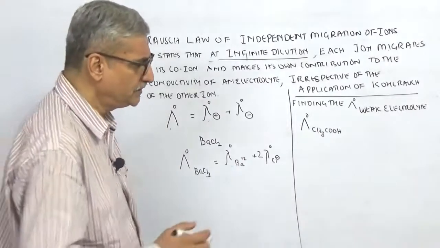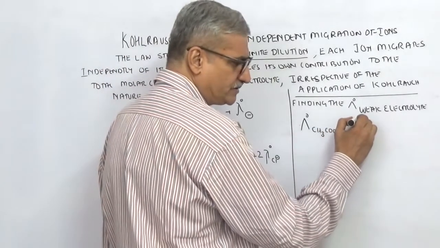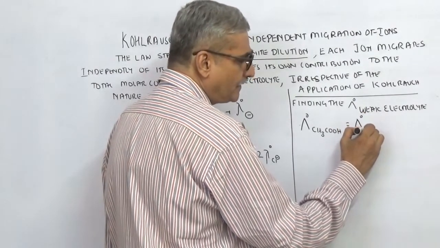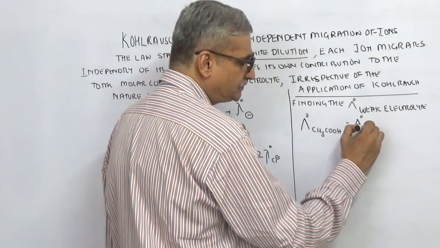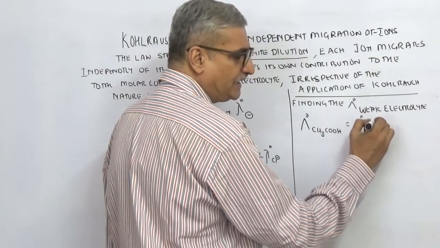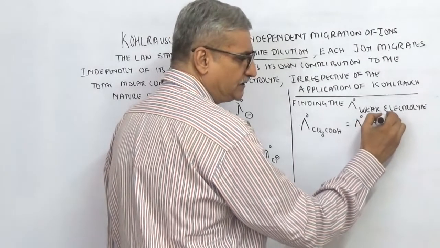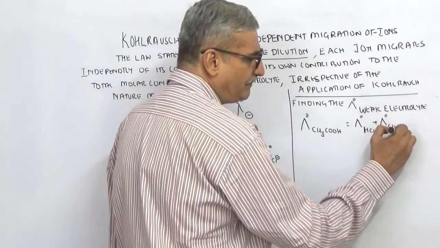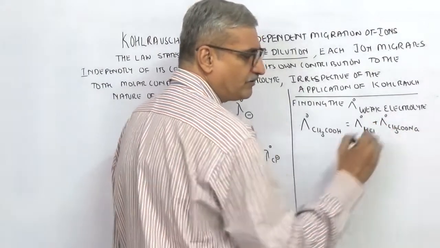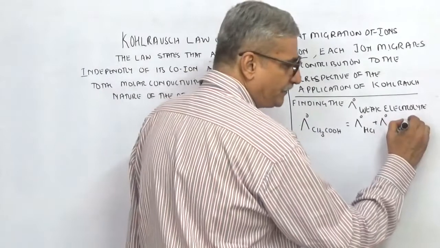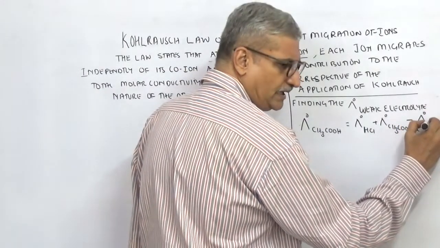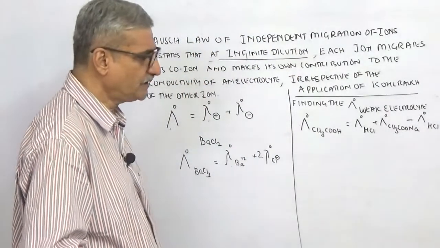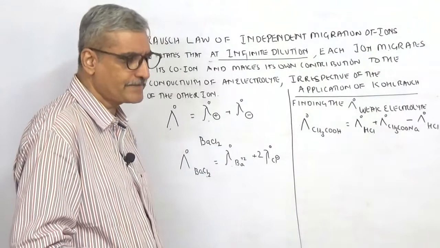What will I do? I'll find out the molar conductivity of HCl at infinite dilution. Then I'll find out the molar conductivity of sodium acetate. All I am taking are strong electrolytes. And I will subtract from this the molar conductivity of NaCl. Is this point clear? I think you can see. Okay.